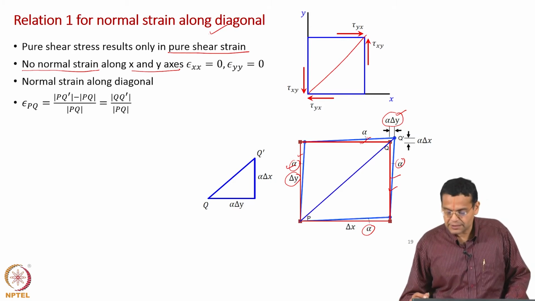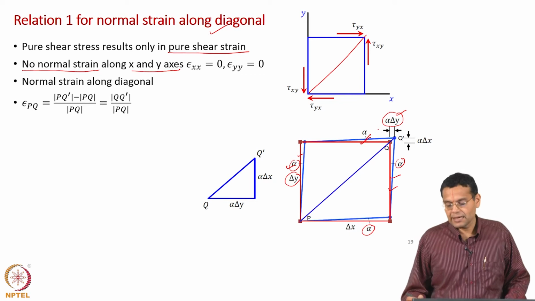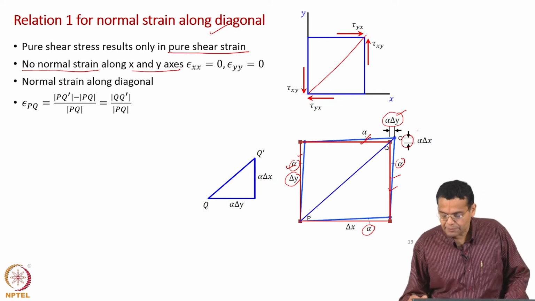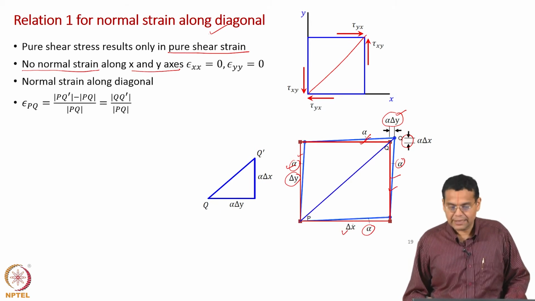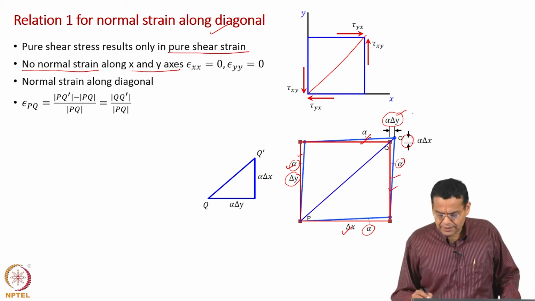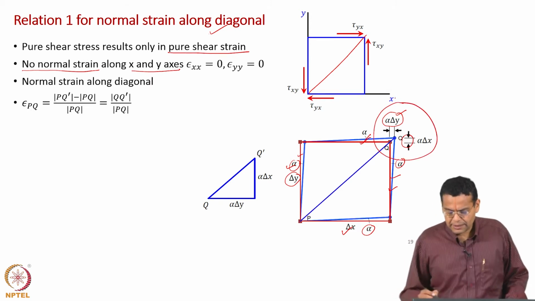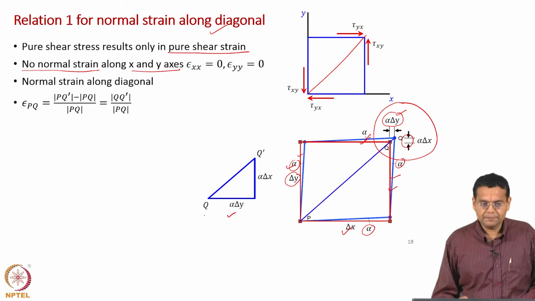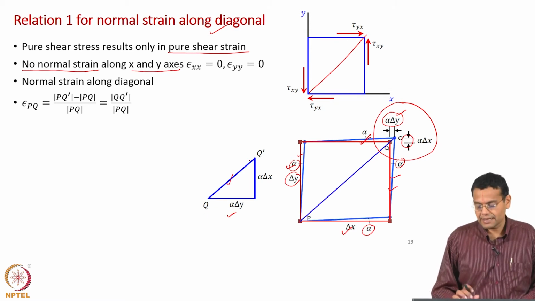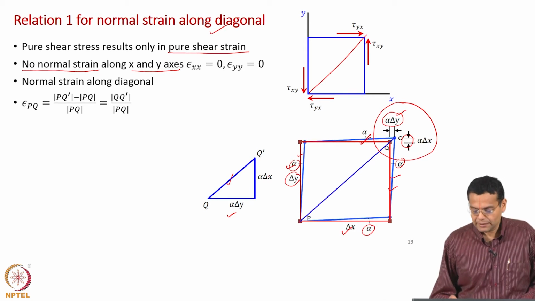Similarly, if you consider this triangle, once again tan alpha is approximately equal to alpha, then this side becomes alpha into delta x, this length is delta x. Okay. And whatever is shown here is magnified and shown here. The increase in length QQ dash is shown here, and this length is alpha delta x and this length is alpha delta y.